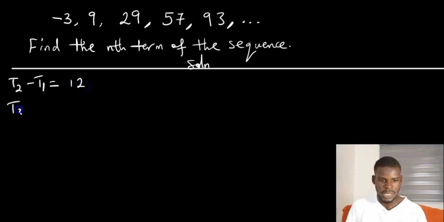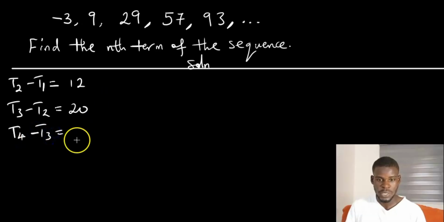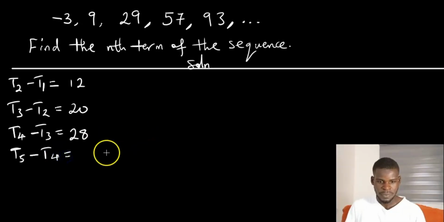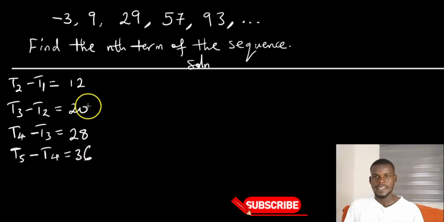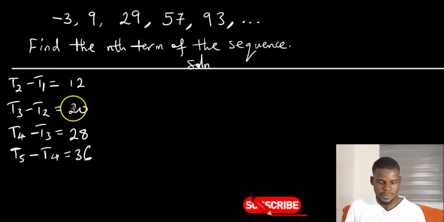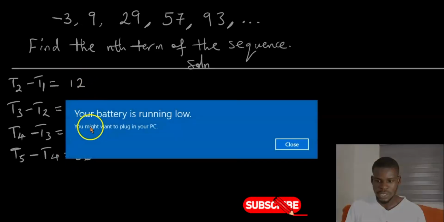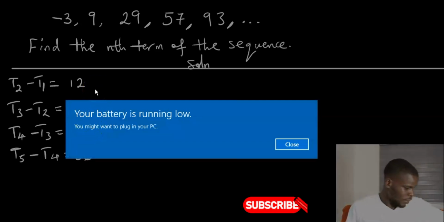Good. So we now say, okay, the third term minus the second term. We notice that in this case, it will give us 20. That's 29 minus 9. Then the fourth term, which is 57, minus the third term, which is 29. If you do that difference, you're going to have 28. Good. Okay, maybe let's do this one: the fifth term minus the fourth term. Well, 93 minus 57 should give us 36.